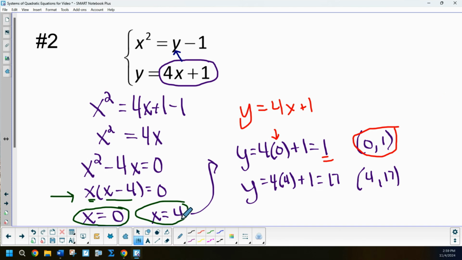And then I'm putting 4 in for x here. So 4 times 4 is 16, plus 1 is 17. So that means my second ordered pair is (4, 17), because when I put 4 in for x, I get 17 for y. So there's my 17 for y. So 2 answers. This line crosses this quadratic equation twice.